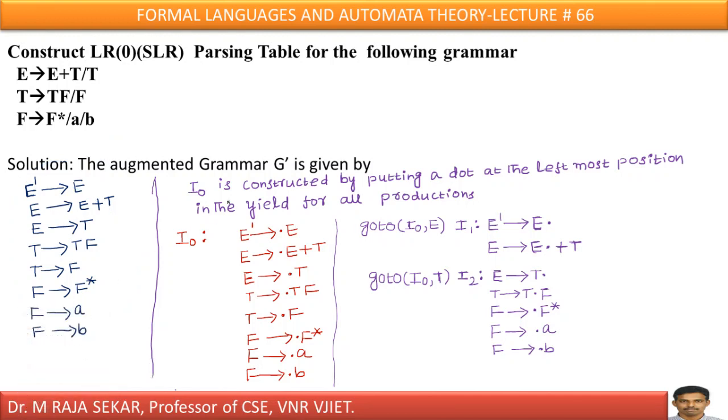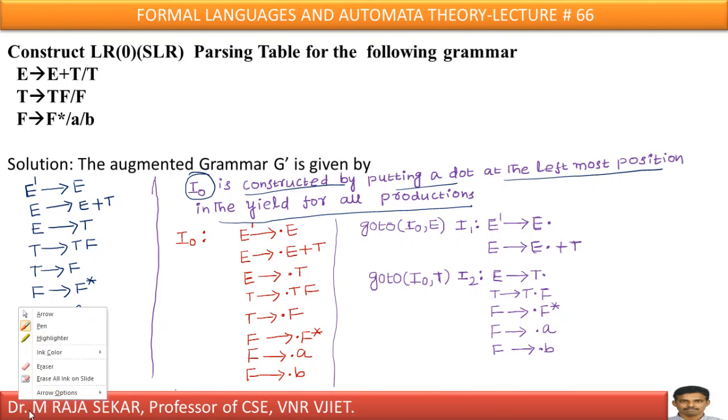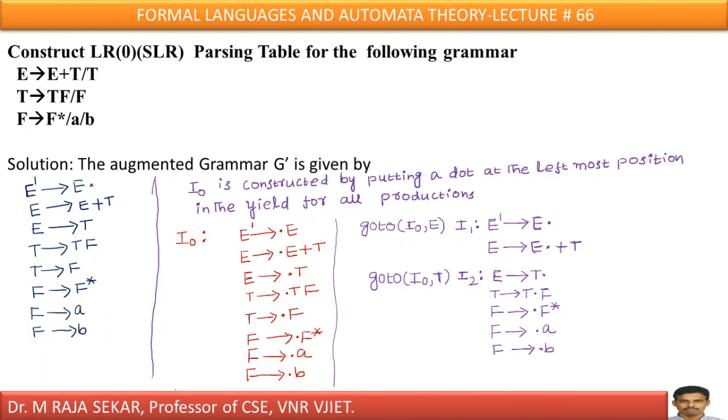Now, we will try to construct the items. First, let me construct item I0. I0 is constructed by putting a dot at the leftmost position in the right side of all the productions. What does it mean? It is simple and straightforward. Just take the first production, E dash goes to E. I am writing it like this: E dash goes to dot E. The second production, E goes to E plus T: I keep the dot in front of E, so E goes to dot E plus T.